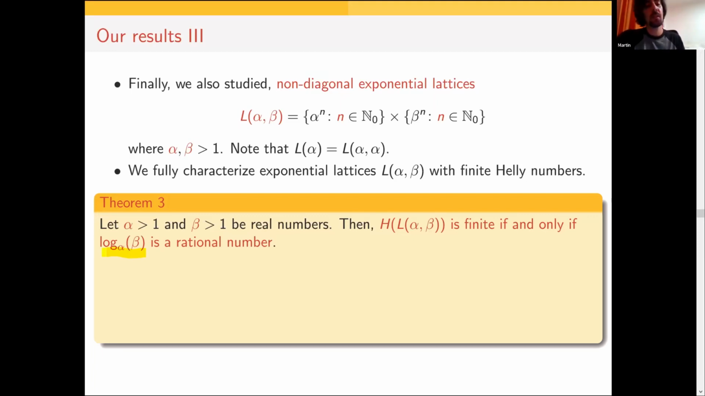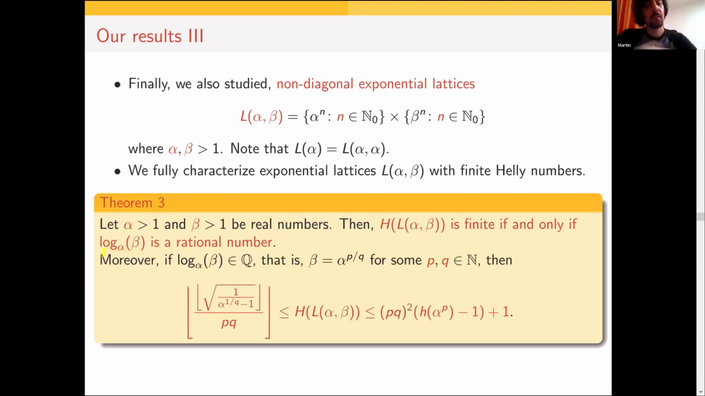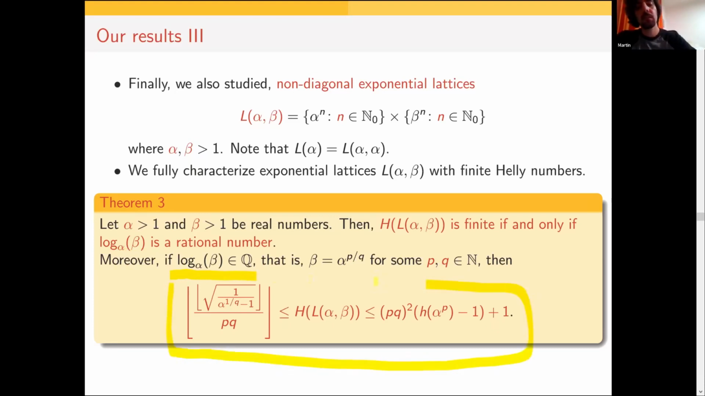So the rationality somehow plays a role. And now, if this logarithm is rational, then this Helly number is finite, and we even have some bounds on it. Those are the bounds that we have if this logarithm is rational, and otherwise this number is infinite. Actually, I don't know why there is a 2. There shouldn't be this exponential. It's just pq times the Helly number of alpha to the power of p. So this should be also H of L.